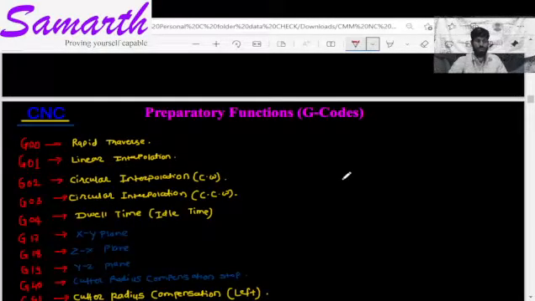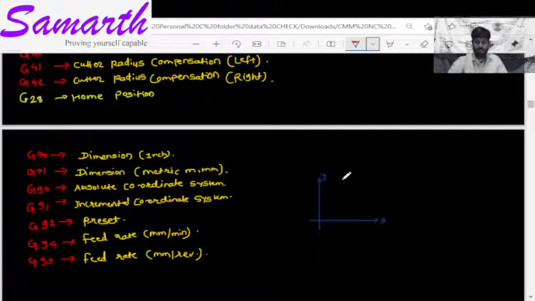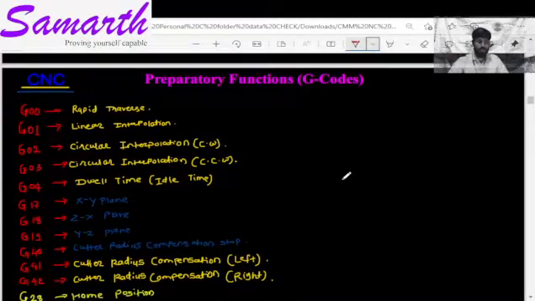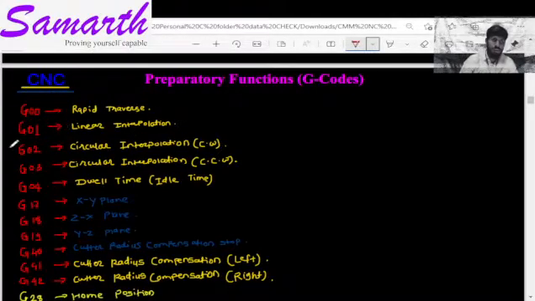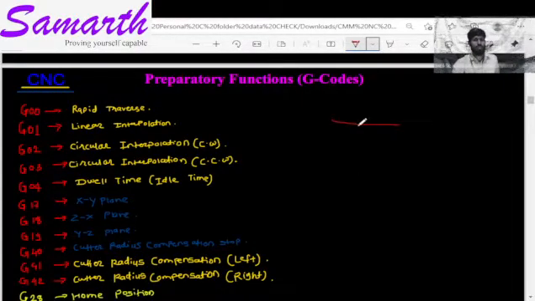How these G codes, preparatory functions, work, some examples are given here. Look here. G00 means rapid traverse. That means if there is a coordinate system and our work has been completed for one operation, then if you want to move for another operation, we will give this code G00 for rapid traverse. Then G01 is linear interpolation, meaning if there is a cutting operation in a straight line, then this G01 command will be used.